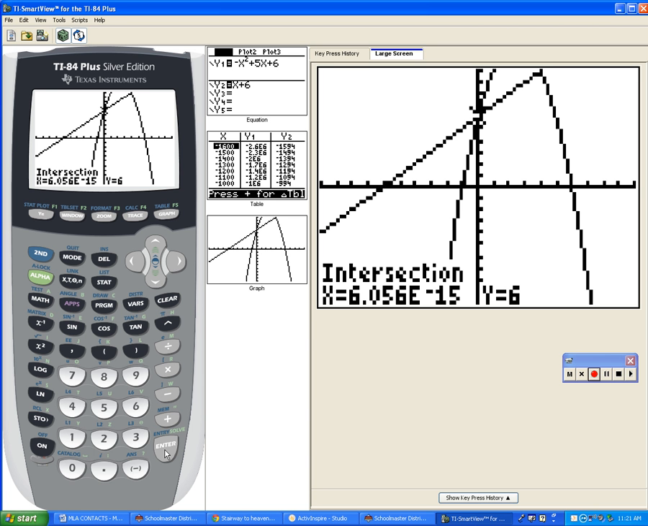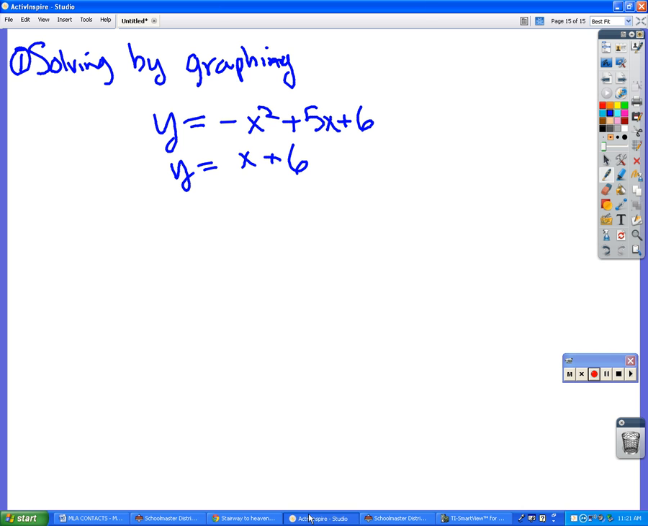Okay? Now, this is a little wacky right here. 6.056 e to the negative 15th. What does that mean? Really small number. This is scientific notation, so I'd have to go to the left 15 times. So I'm going to count this as 0. So I'm going to say one solution is 0, 6. And I will write that down right here, 0, 6.